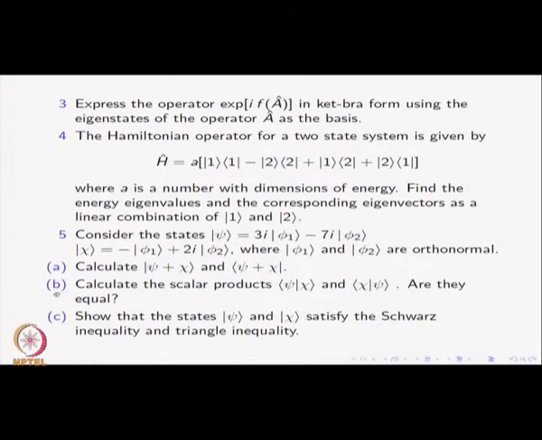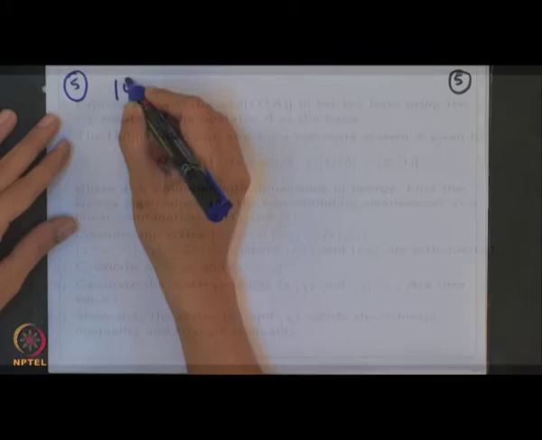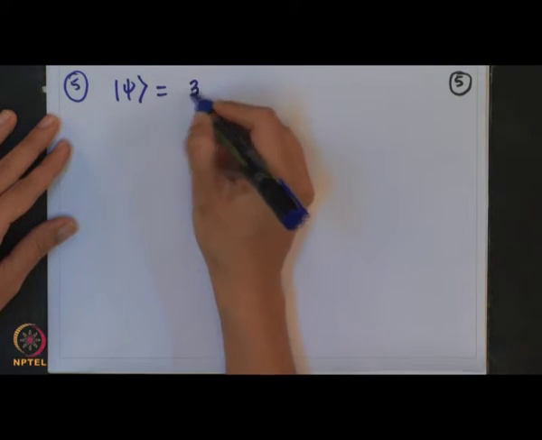B and C part we will discuss later. C part says that you have to show that the states psi and chi satisfy the Schwarz inequality and triangle inequality. You have already seen these inequalities in your regular lecture. The triangle inequality we discussed last time. So, just recollect and check. This is a numerical check, so you can just try this out. Let me start with the first part.